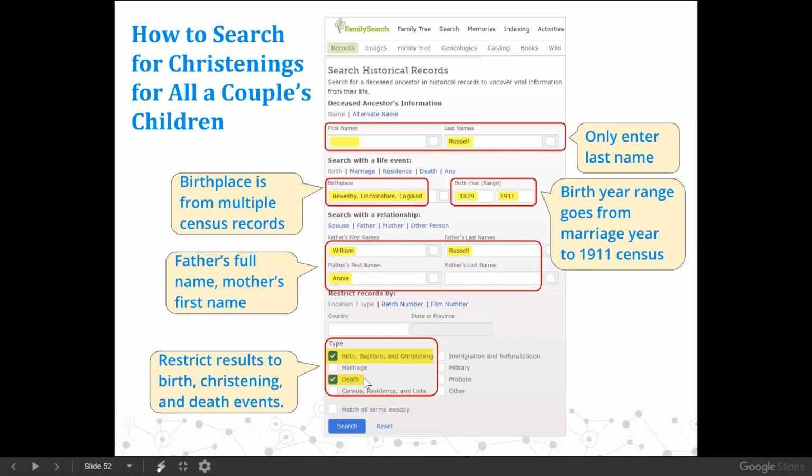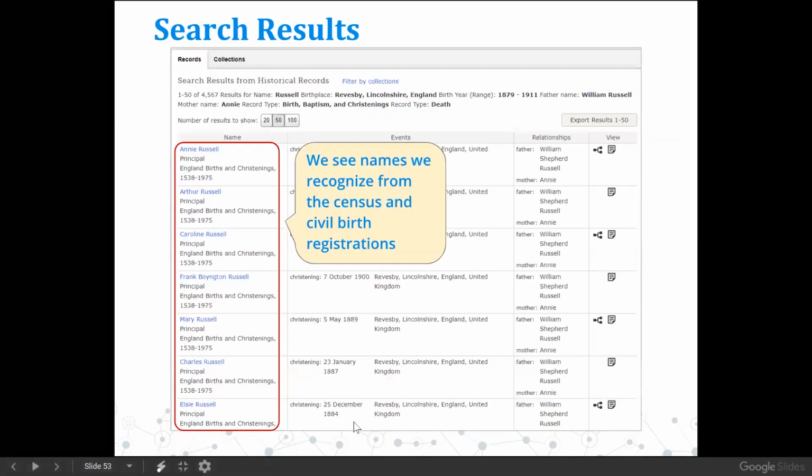I'm kind of hoping that I'll get some death records for those kids that died. And then I click search. And look what we got. We actually got a boatload of results. So we've got kids here that we recognize from the census and from civil birth registrations.